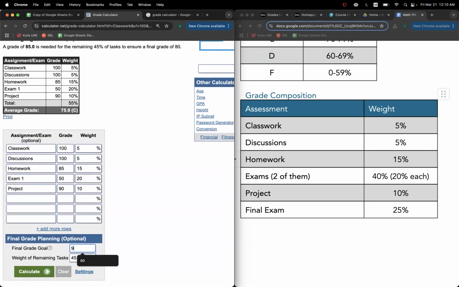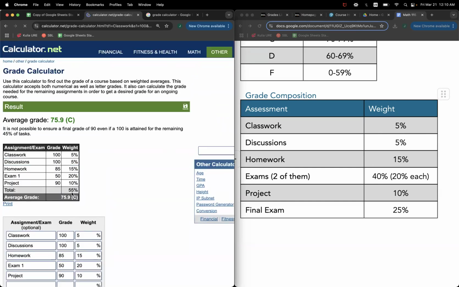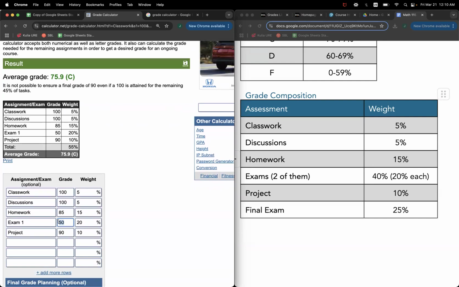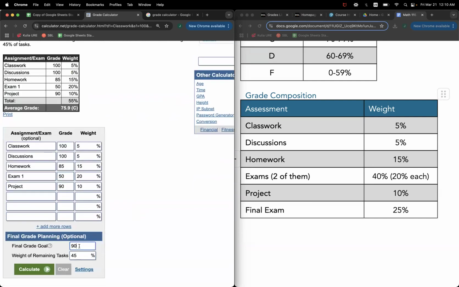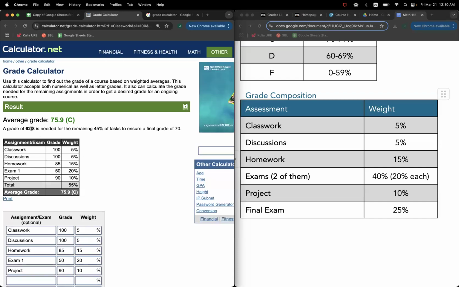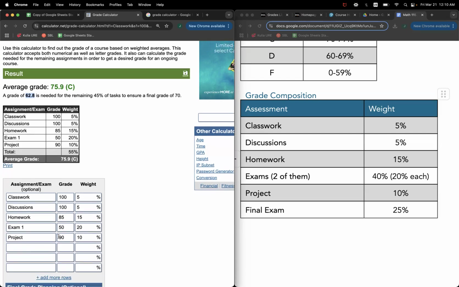And let's say I'm going to shoot for 90. Then what do I need? Okay, so 90 is actually not possible given that I had this low score for exam one. I can do the same thing for like 70 and recalculate. So if I wanted to get a C, all I need to do is 62.8 on the remaining exam and final, and I'd pass the class with a C, given this breakdown.